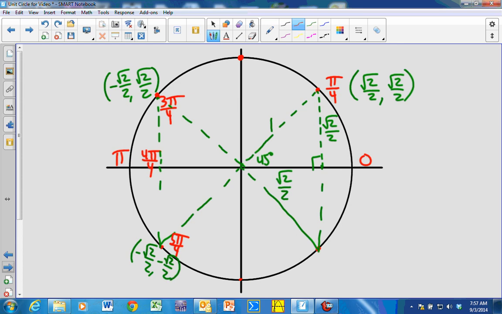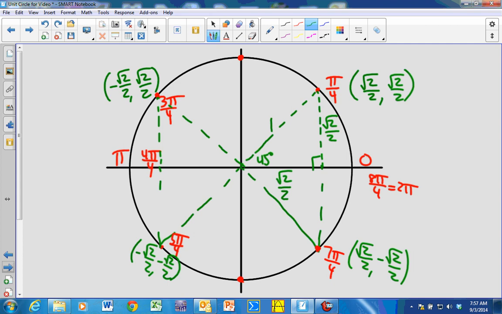And then you would have 6 pi over 4 down here in the middle, and then your next one here would be 7 pi over 4. And your last would be 8 pi over 4, which of course is 2 pi. So here we're going to have, again, the same numbers, just here it's positive square root of 2 over 2, negative for y, because we're in quadrant 4.